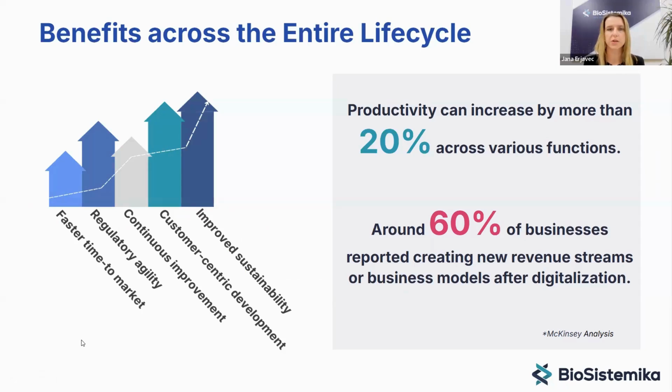So as an organization, you can achieve faster time to market. You gain this regulatory agility. It's easier to continuously improve because you work with real-time data, so you get faster feedback. You can improve faster. Then if you apply some customer-facing digital tools to perhaps collect feedback from your customers, then you can have more customer-centric development. And last but not least, also improve sustainability, not just in terms of throwing away fewer reagents because you have a better inventory overview, but also in how you use your resources, so where your people put their focus.